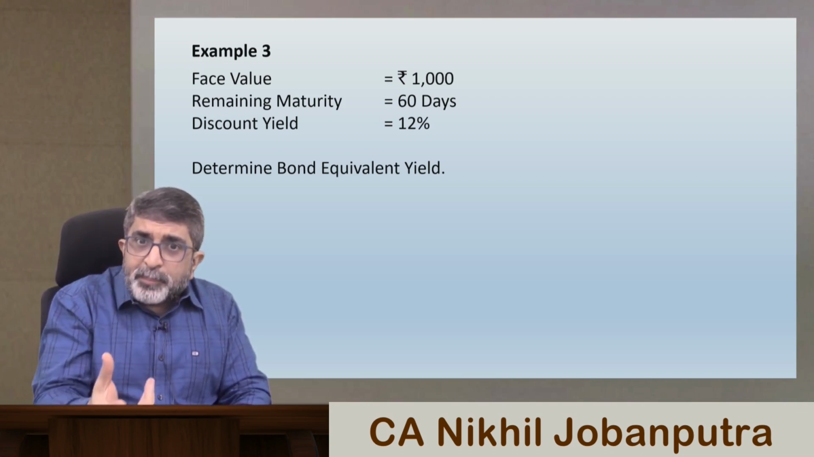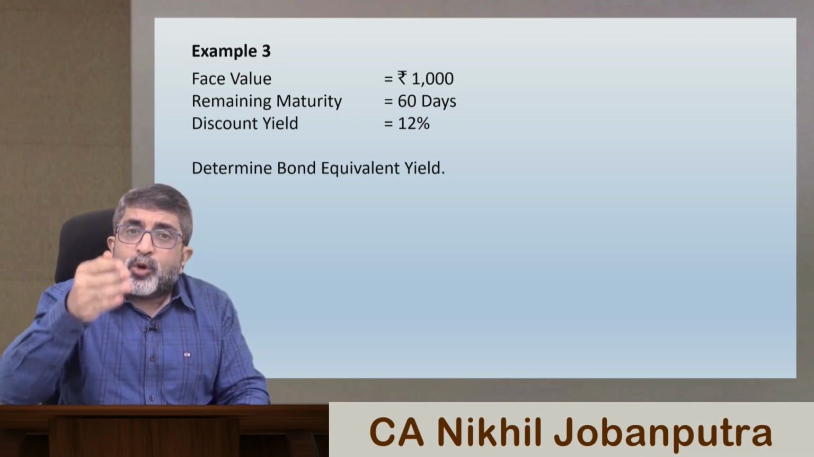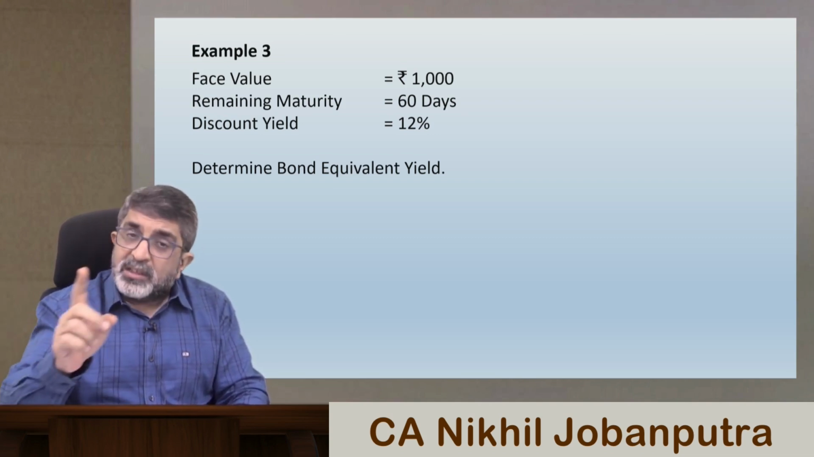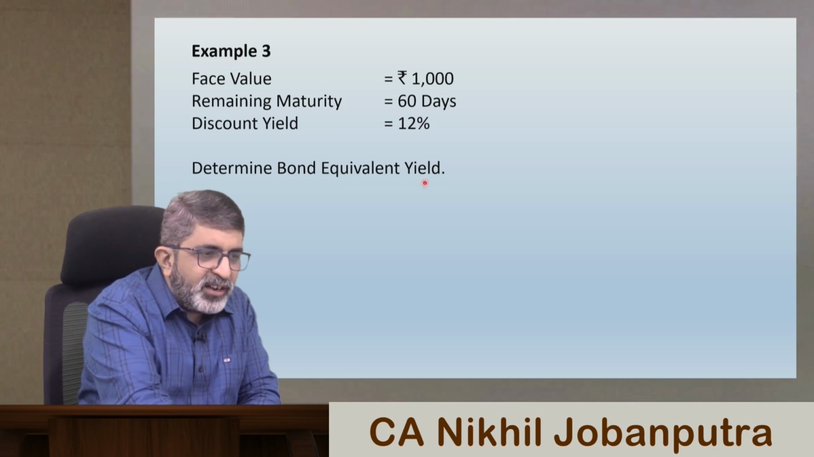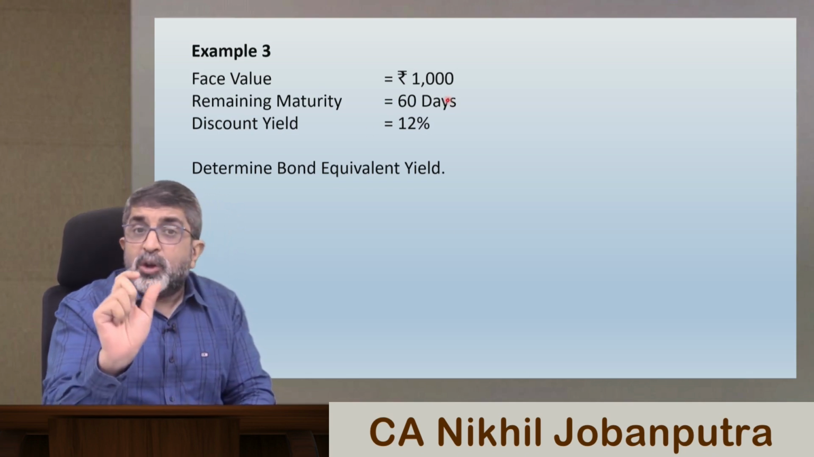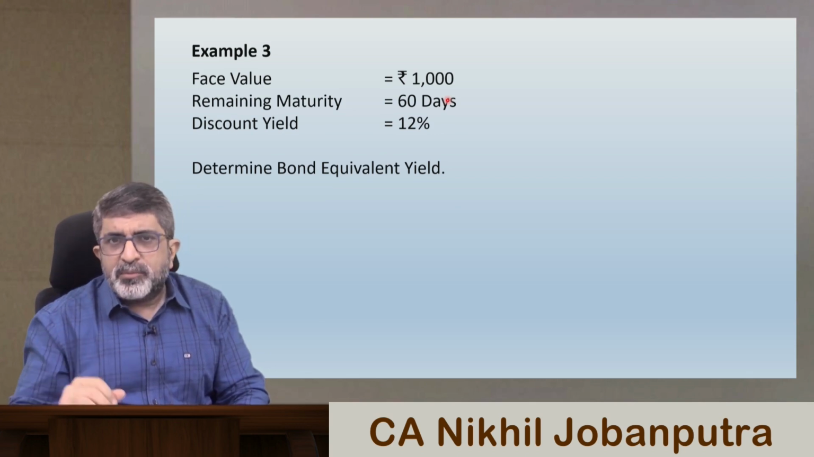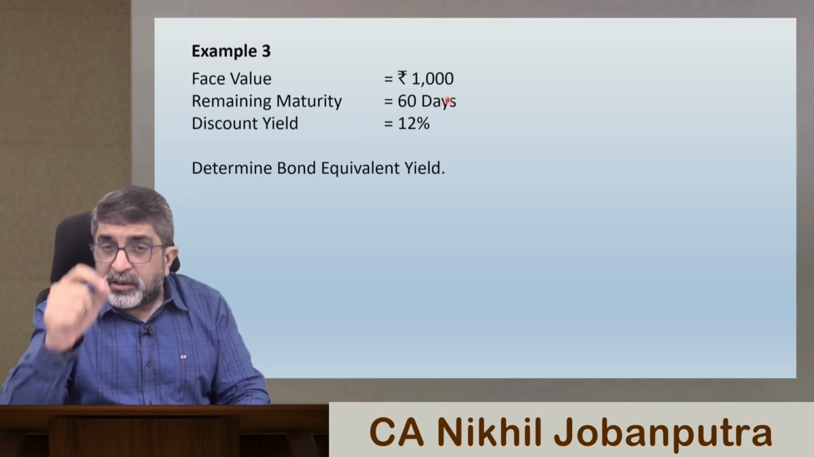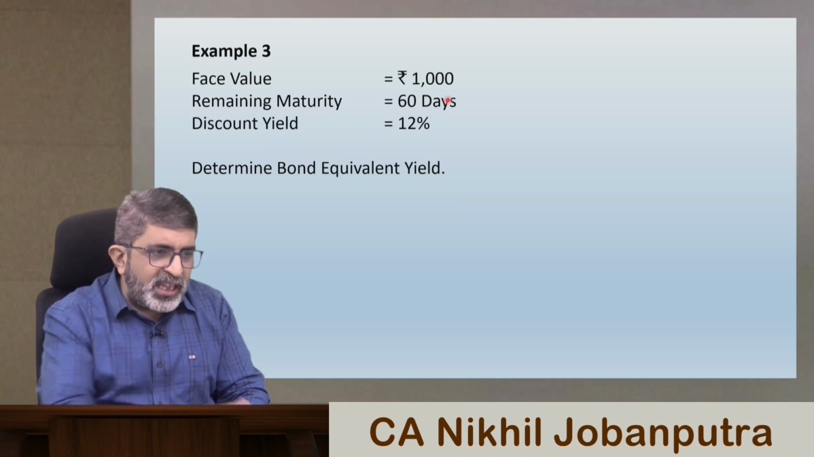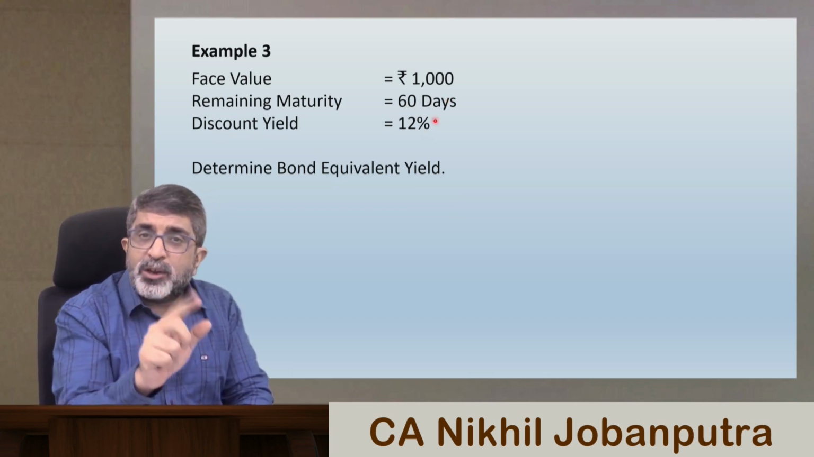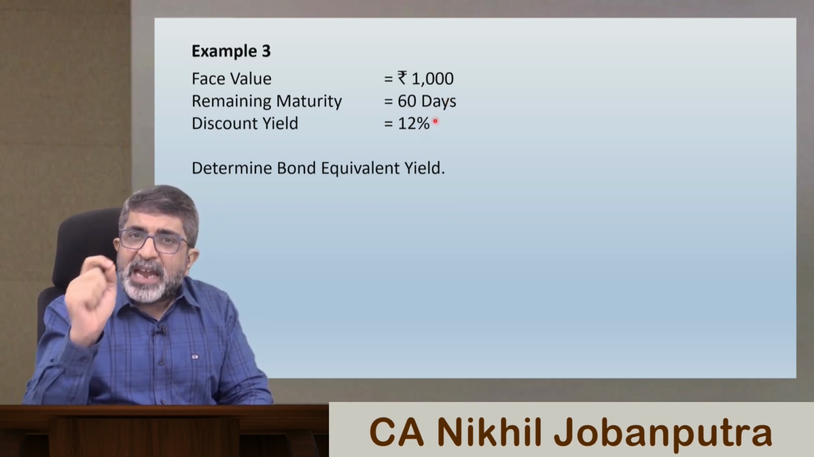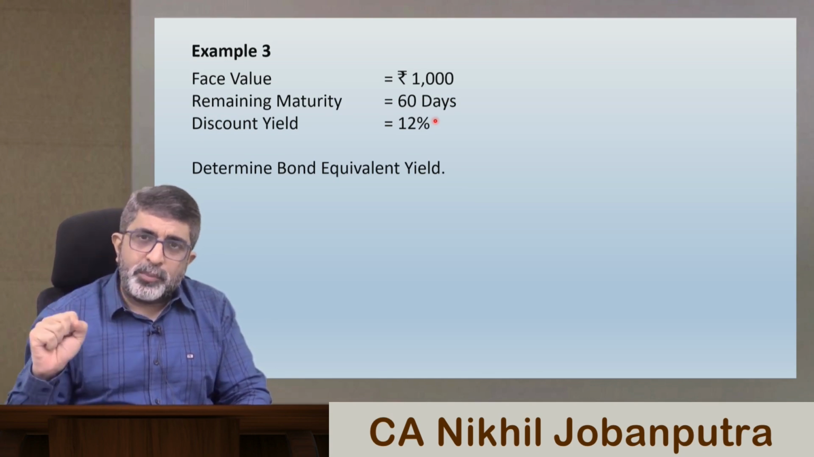Sometimes the example may state that it is holding period yield, then it's a different matter. Then it will be considered as yield for 60 days because it is given as HPY, that is holding period yield, or HPR, holding period return. But here when nothing is given, it is implied that this will be annualized. And that is where the time adjustment needs to come into the picture.